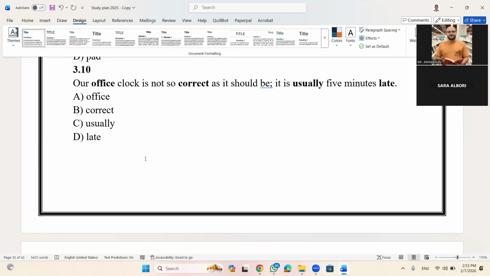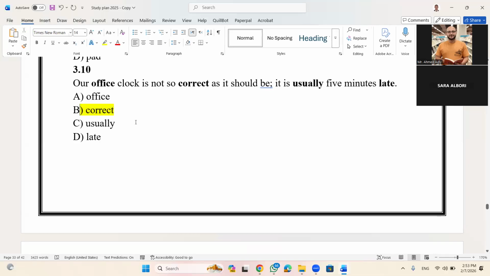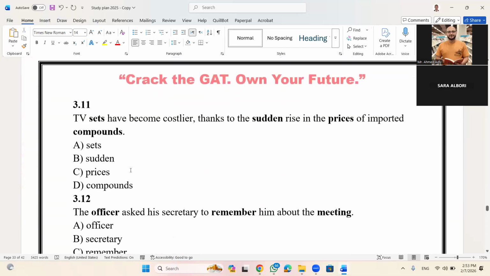I see the wrong word. Which one? Yeah, find the wrong one. It's correct. Yeah, perfect. It should be what? Replace it. It should be accurate. All right, not correct. Accurate. دقيق. 11.